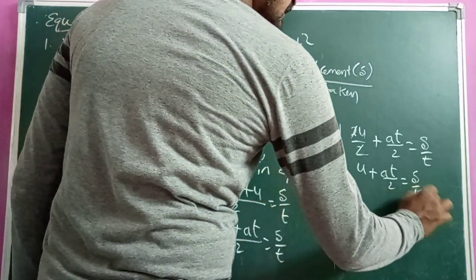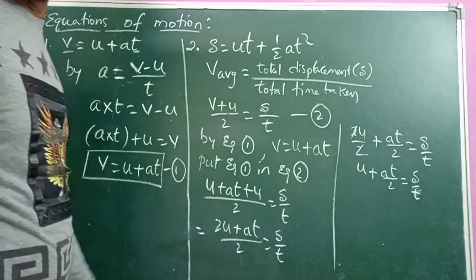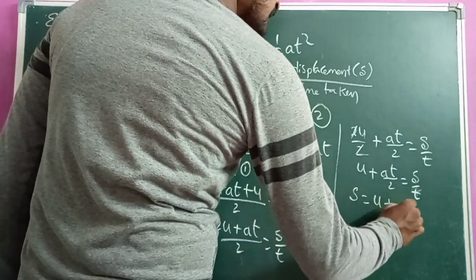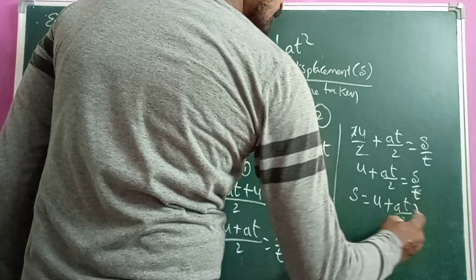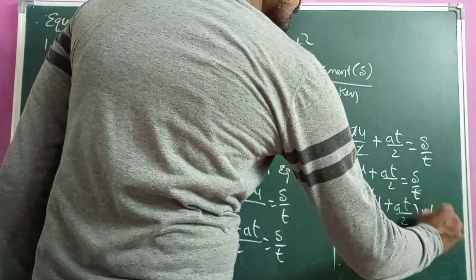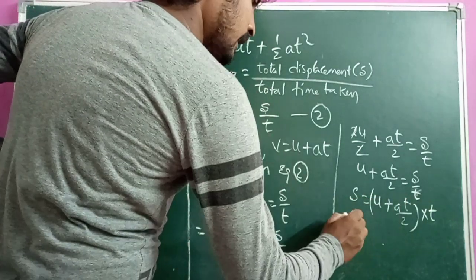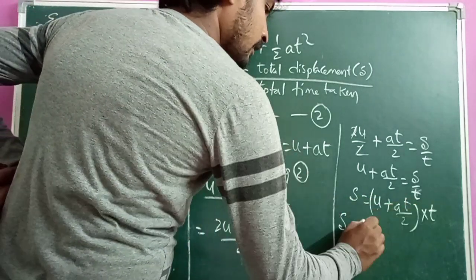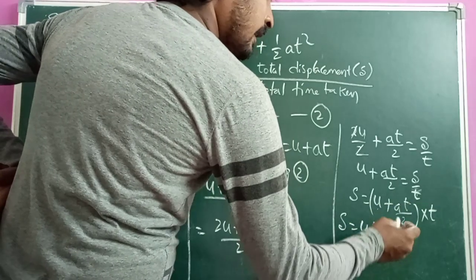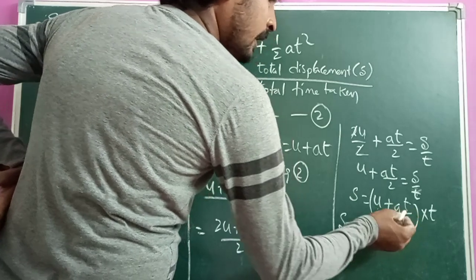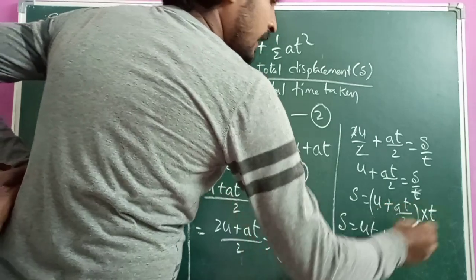So here T is in division. We send this towards the left side, it becomes multiplied. So S is equal to U plus AT by 2 into T. So multiply this with T. So S is equal to U into T, UT plus, write this 2 as 1 by 2 here. So here AT will remain, AT into T, AT square.